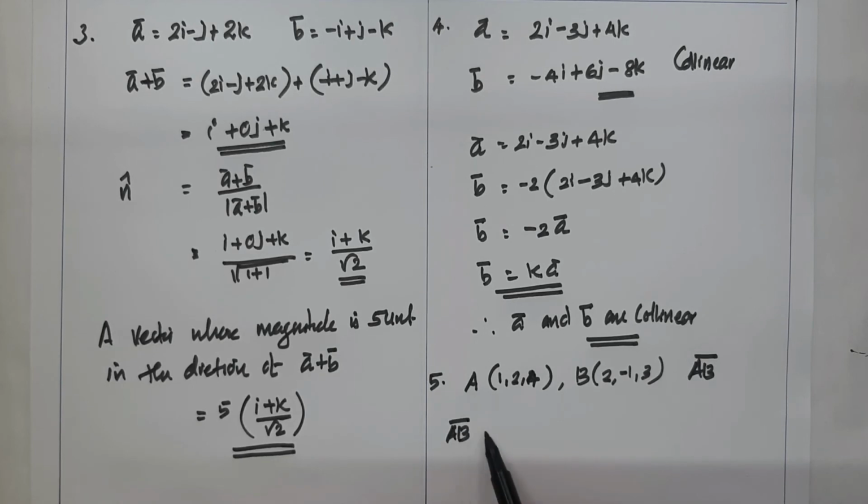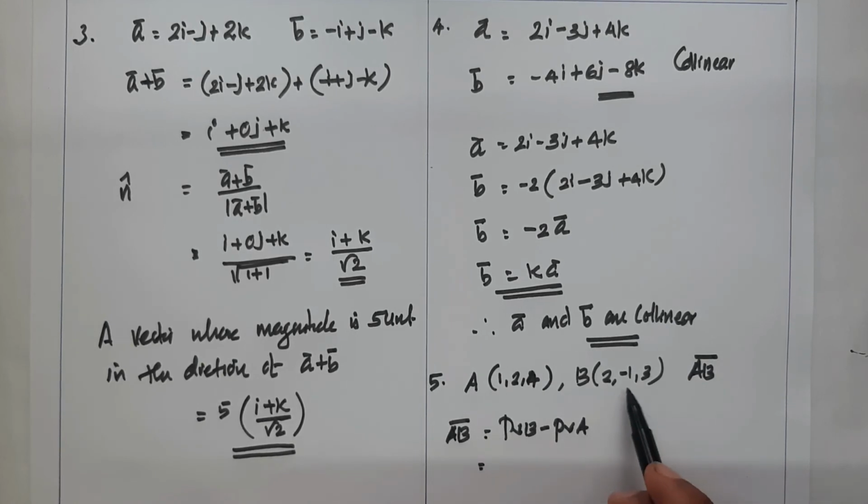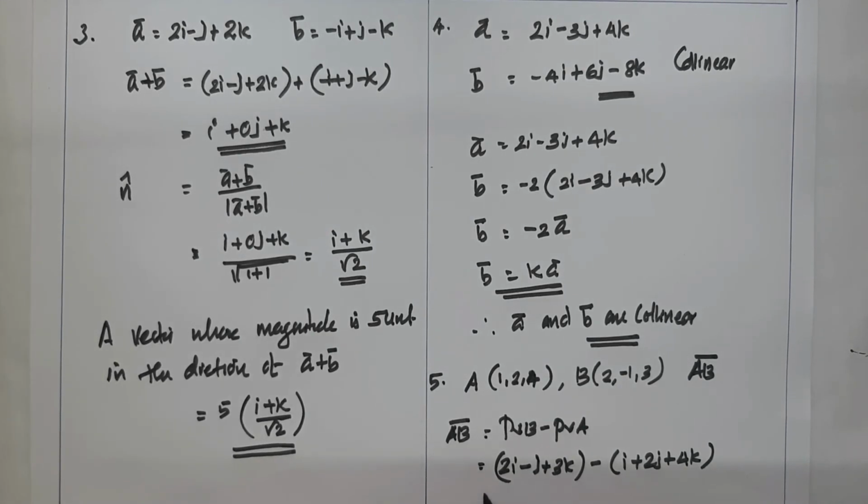You know, when two points are given, how do we find the vector AB? Position vector of B minus position vector of A gives vector AB. Position vector of B, 2, minus 1, 3, in vector form is 2i minus j plus 3k, minus the position vector of A, which is i plus 2j plus 4k. That is 2i minus i is i, minus j minus 2j is minus 3j, 3k minus 4k is minus k.